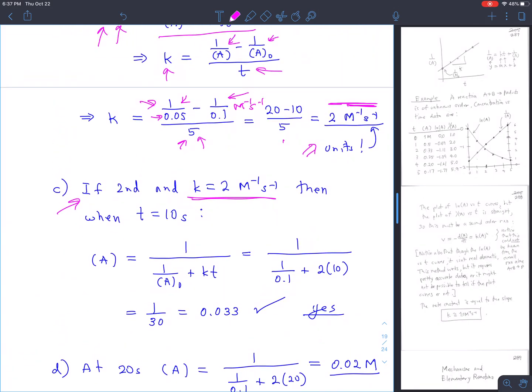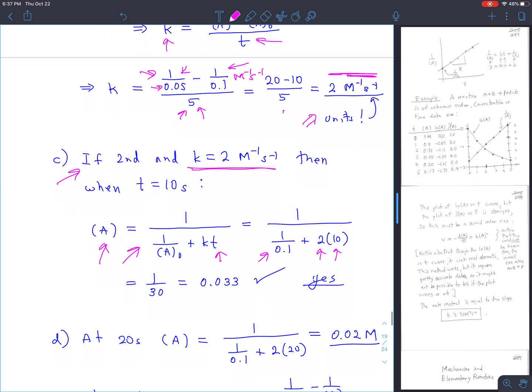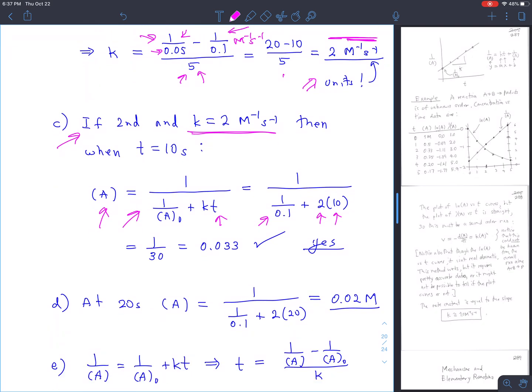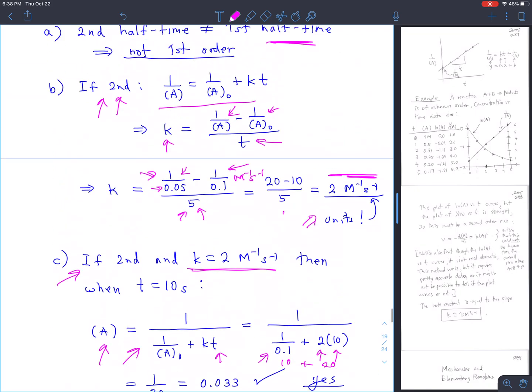So what we want is that at a time of 10 seconds, so here's how A depends on time. At a time of 10 seconds with a rate constant of 2 molar to the minus 1 seconds to the minus 1 with an initial A value of 0.1, we get, this is 1 over 0.1 is 10, 2 times 10 is 20, so the sum of them is 30, we get 1 over 30, and that's 0.033. So it agrees, at least as far as we can tell.